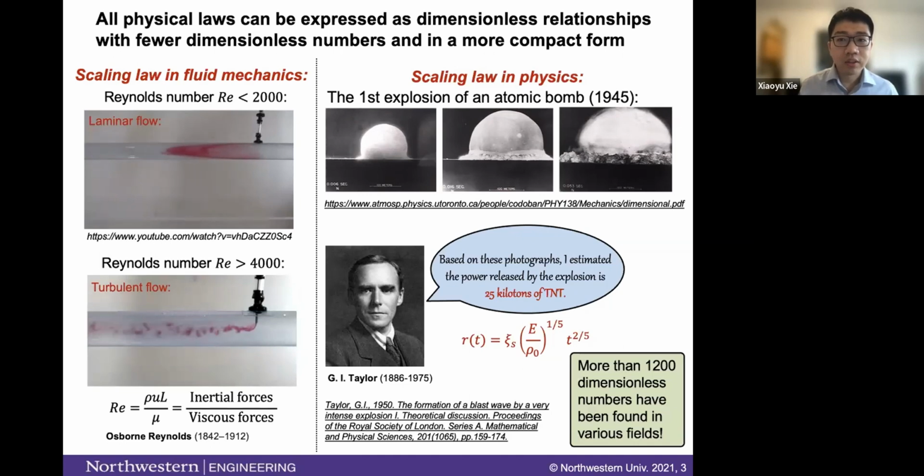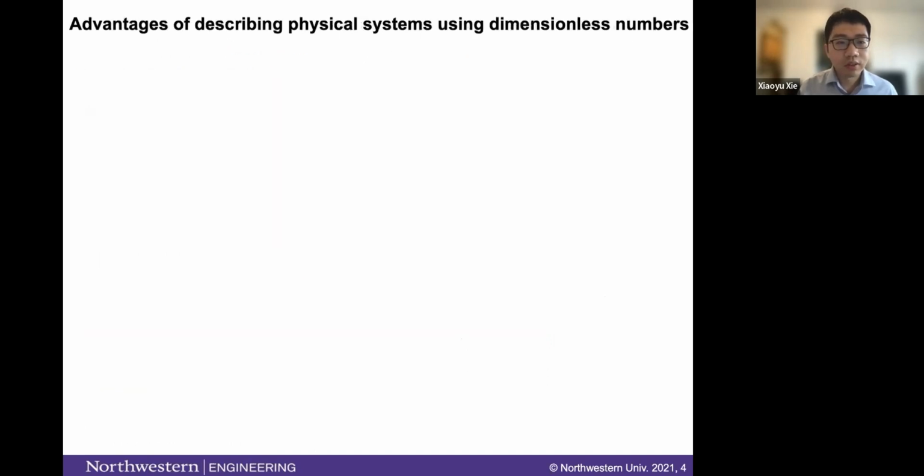Dimensional analysis and dimensionless numbers have proven to be a very powerful tool over the years, and have been applied in many fields: biology, chemistry, engineering, and physics. More than 1,200 dimensionless numbers have been discovered. And there are many advantages to describing a physical system using dimensional analysis.